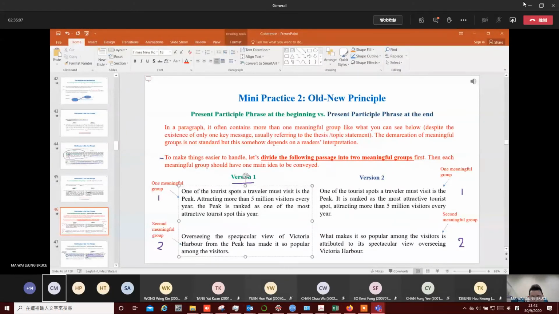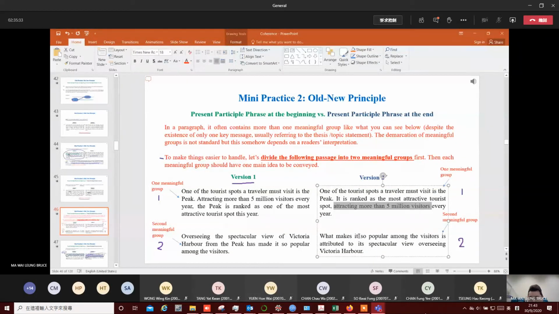Overseeing this particular view of Victoria Harbour, is that the new information or old information? This is new information, right? But let's look at the other side. What makes it so popular among visitors? Popularity. This corresponds to attracting more than 5 million visitors.